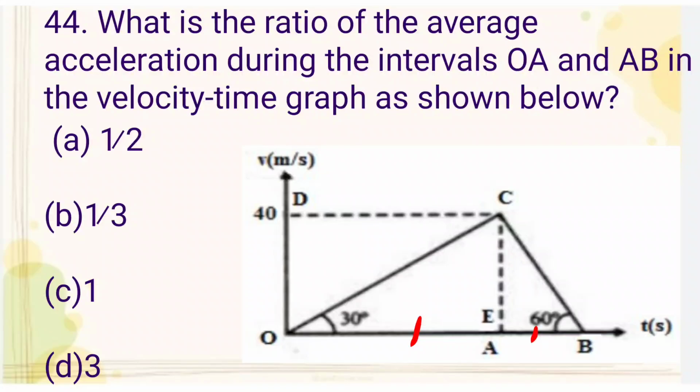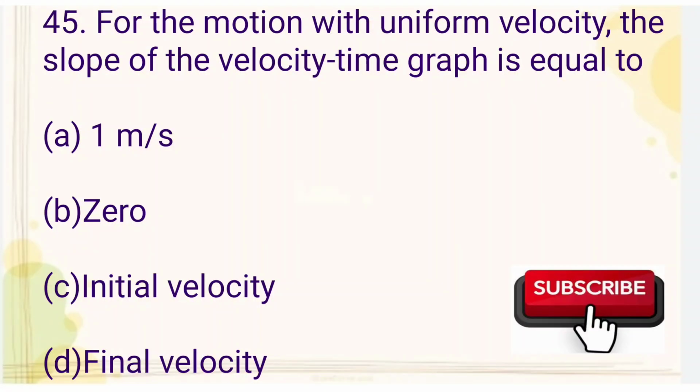What is the ratio of the average acceleration during the interval OA and AB in the velocity time graph as shown below? That's option B. For the motion with uniform velocity, the slope of the velocity time graph is equal to 0. That is the correct option.